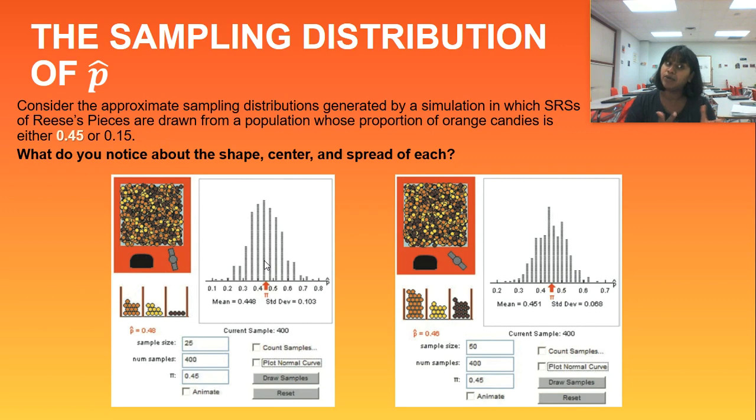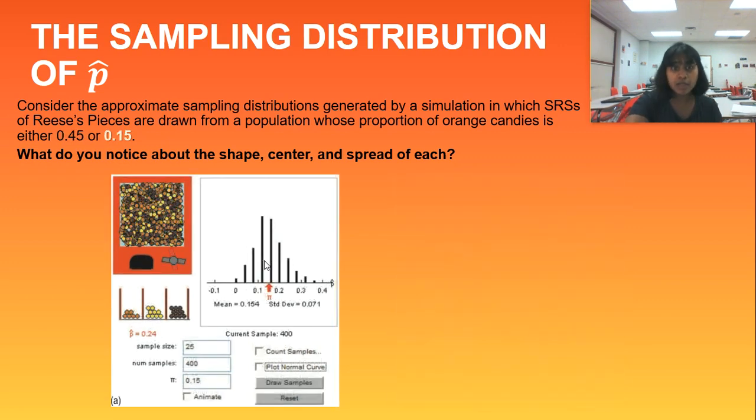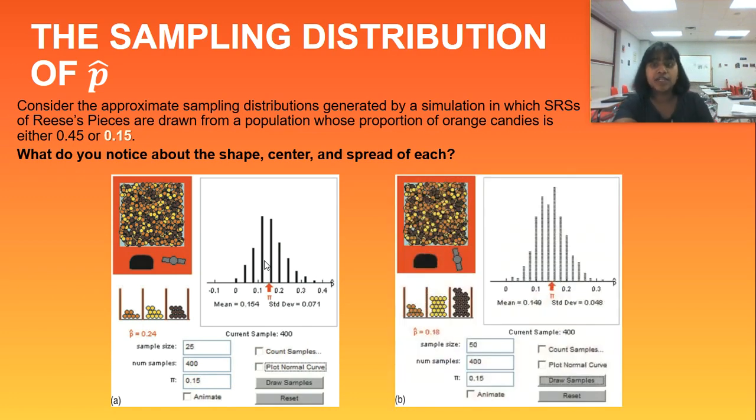My peak is about occurring at 0.45 in both of them. Here, my peak is now occurring closer to 0.15, and it skewed a little bit right, didn't it? Because our greater volume of numbers are between that 0.1 and that 0.2. So it skewed a little bit right. And even here, we can see it slightly skewed to the right.